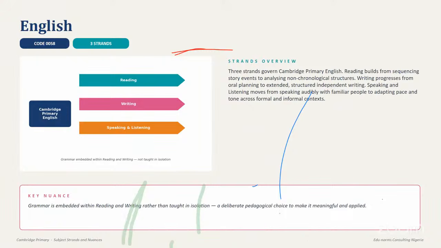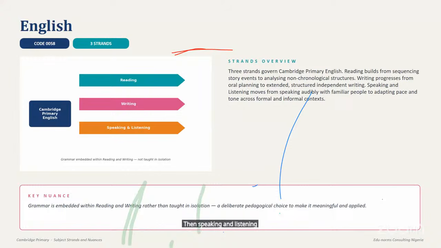That is the strand. Now, reading is what we know as comprehension. Writing, you can call it creative writing, you can call it composition, you can call it essay writing. Then speaking and listening.